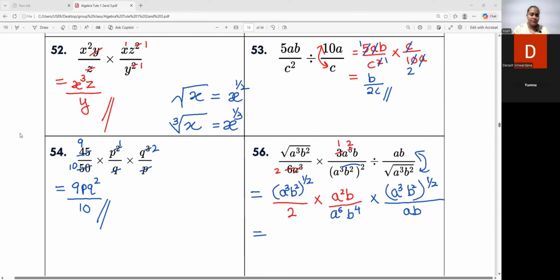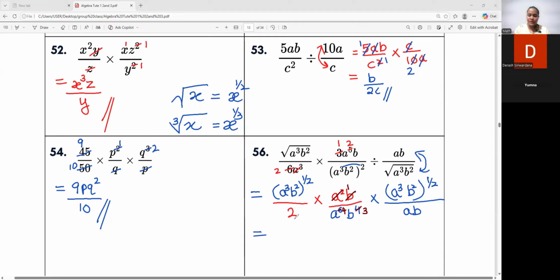After that, I can cancel this a to the power 2 and a to the power 6. This is cancelled with this 6. 6 minus 2 is 4. B and b to the power 4. This is b to the power 3. That part also okay. Here it's 1. Everything cancelled. Then power of a power.